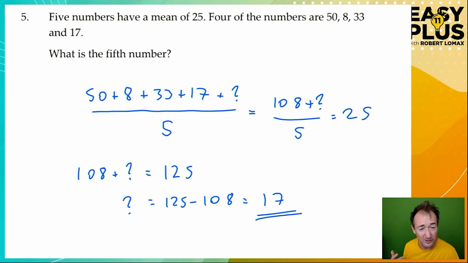Now at this stage, why don't we just check that to make sure that it works. So all 5 numbers divided by 5 should give 25. So 50 plus 8 plus 33 plus 17 gives 108, plus another 17 gives 125, and 125 divided by 5 gives 25. So our answer works.